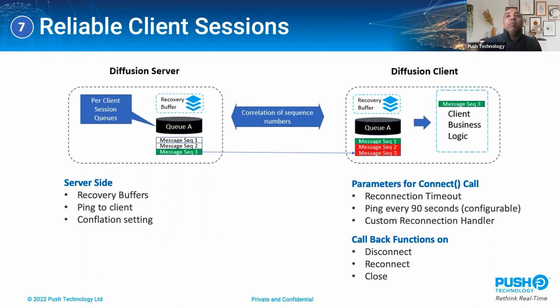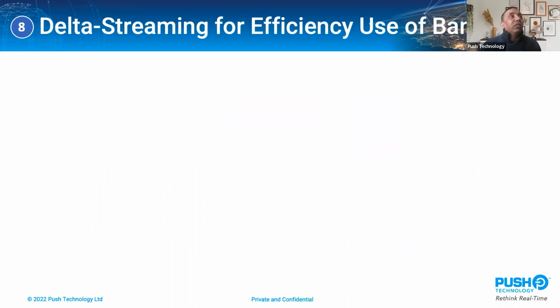There are some parameters to control this, a lot of capabilities here. When you make a connection, you can have a reconnection timeout. When there's a disconnect, how long you want to retry. And if you're not sending data, you can have a pre-configured handler to test the health of the connection. You can have a custom reconnection handler because you may have some logic on the client side. We also have callback functions when a disconnect, reconnect, or close happens. On the server side, we can maintain the server side recovery buffers and conflation setting. So, a brief overview of reliable client session. This is absolutely a must-have requirement in an enterprise-grade solution.